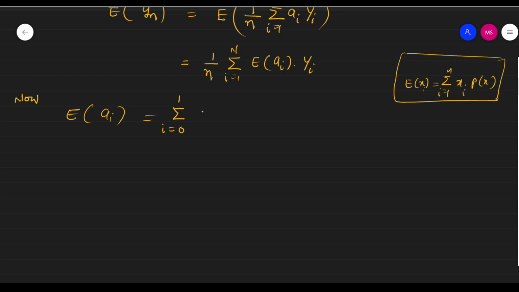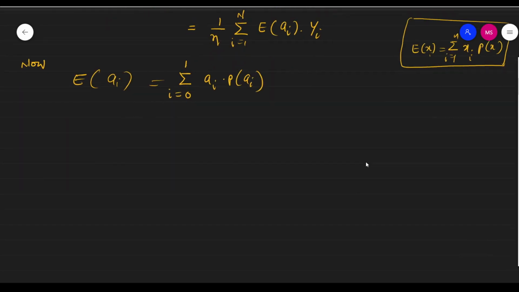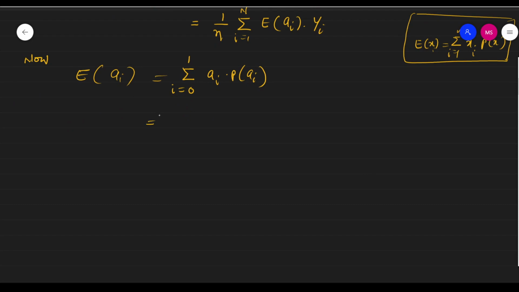So ai into p of a, it is very simple. That is equal to, apply the summation, a1 into p of a1 plus, next, a0 into p of a0. So a1 means 1, meaning the ith unit is included in the sample. Next, a0 means the ith unit is not included in the sample.